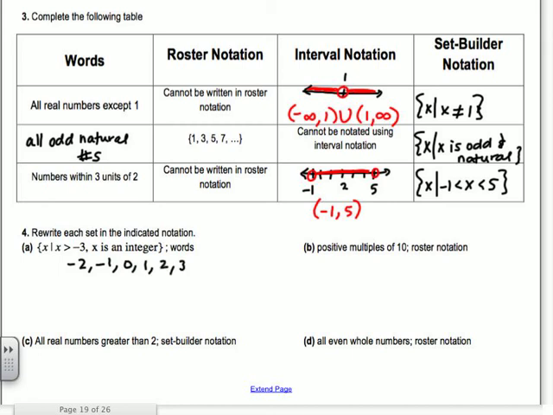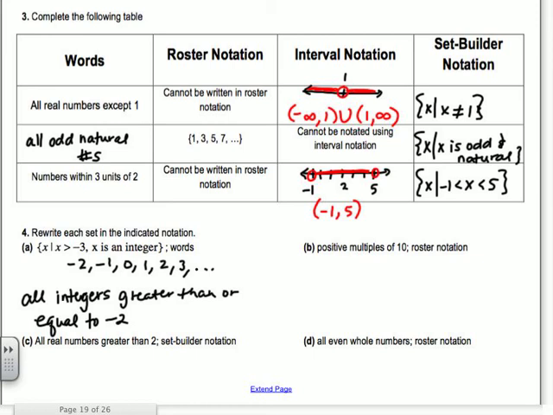So what's a way to write those numbers in words? How do you write those numbers in words? So I'll say all... You guys sleepy today? All integers. All integers. You could say greater than -3 or greater than or equal to -2, right? Or you could say all integers starting at -2 and going to infinity.